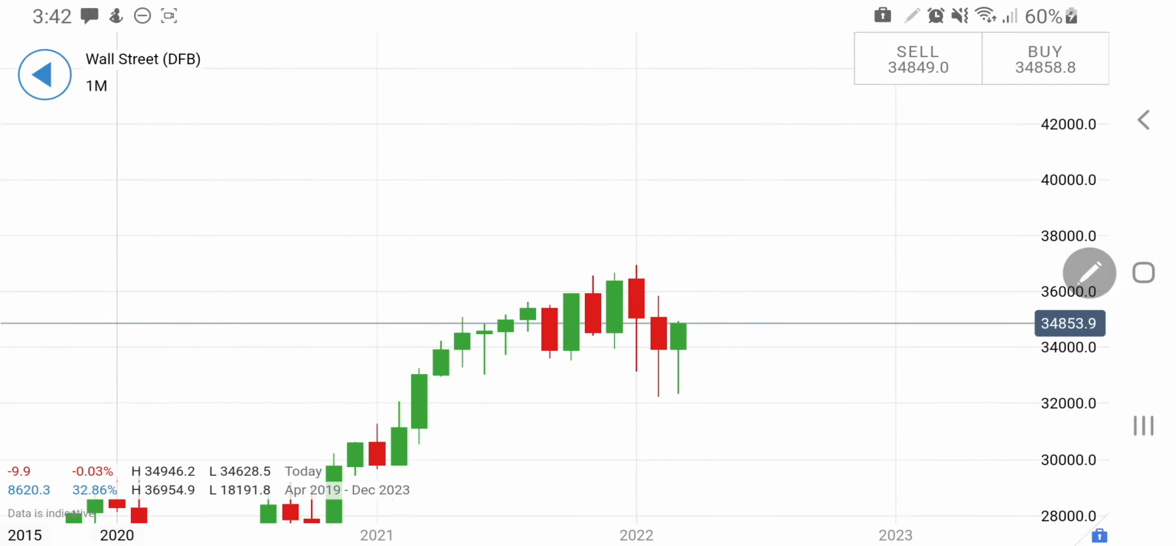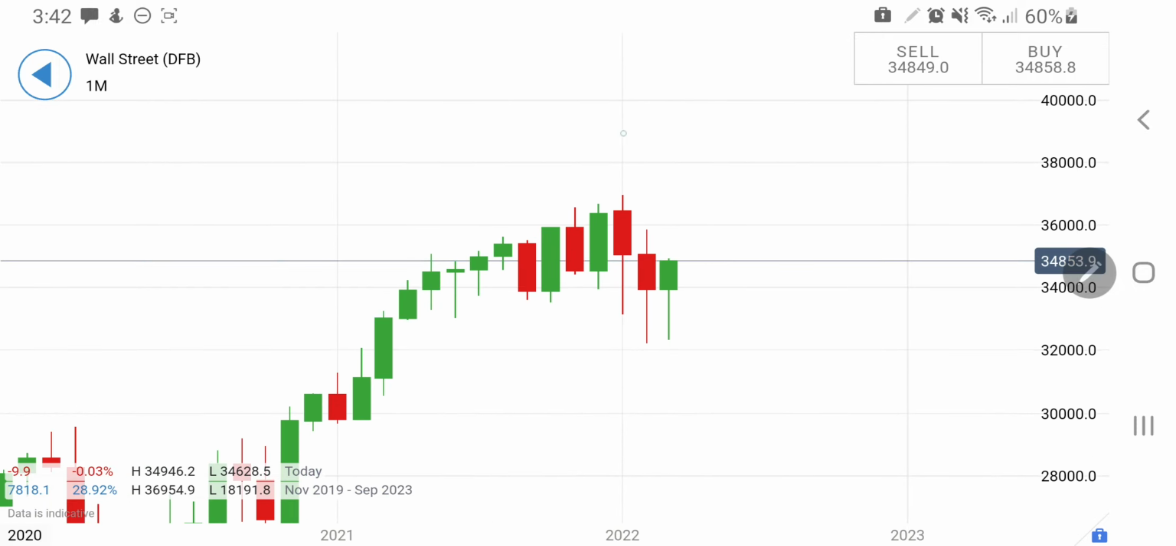Now look at the monthly candle. On the monthly candle, here you can find, see the bears are not very much in control. It has given higher lows this month, and yes, it is trading at the top of the channel. The resistance at around 35,000, 35,100 cannot be denied.